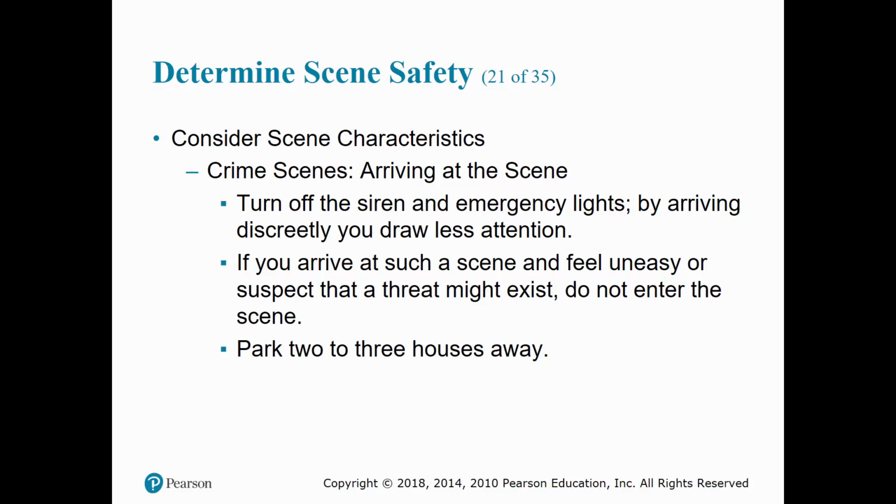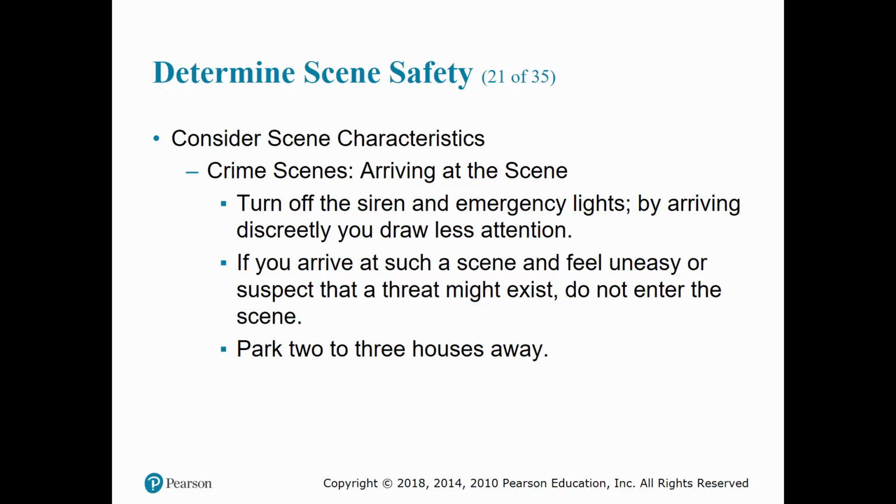By arriving discreetly, you draw less attention to the scene and minimize the chances of drawing a crowd. Perform the scene size up. If the scene appears hostile or threatening, do not stop, drive on, and await police backup.